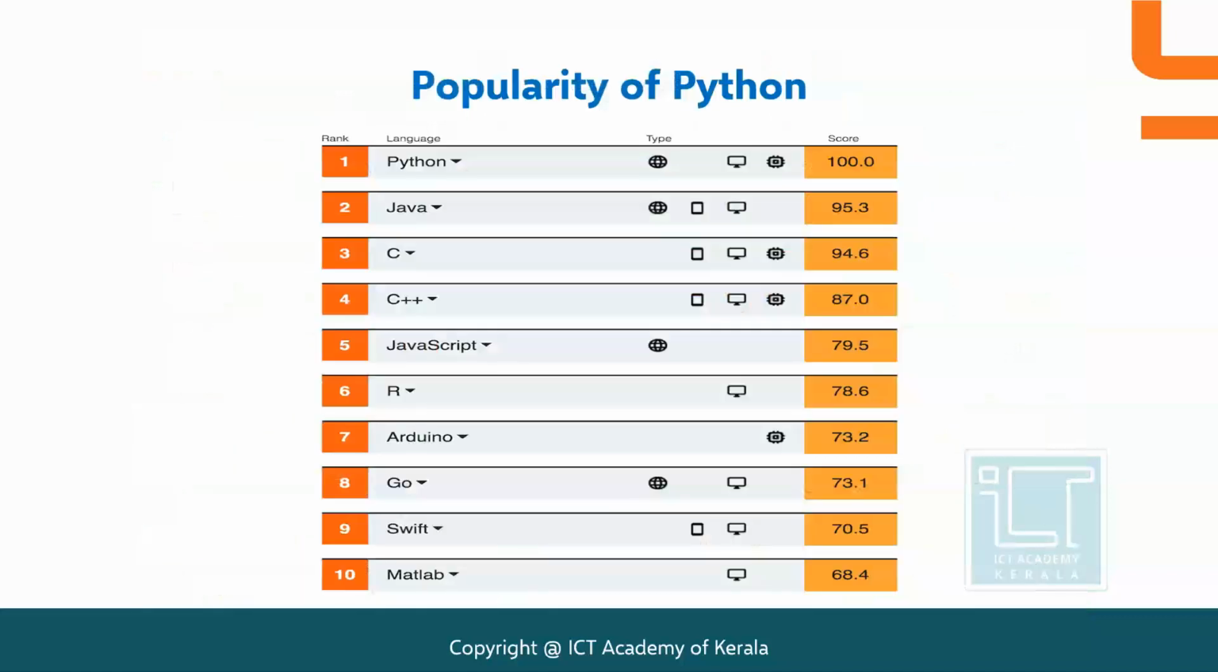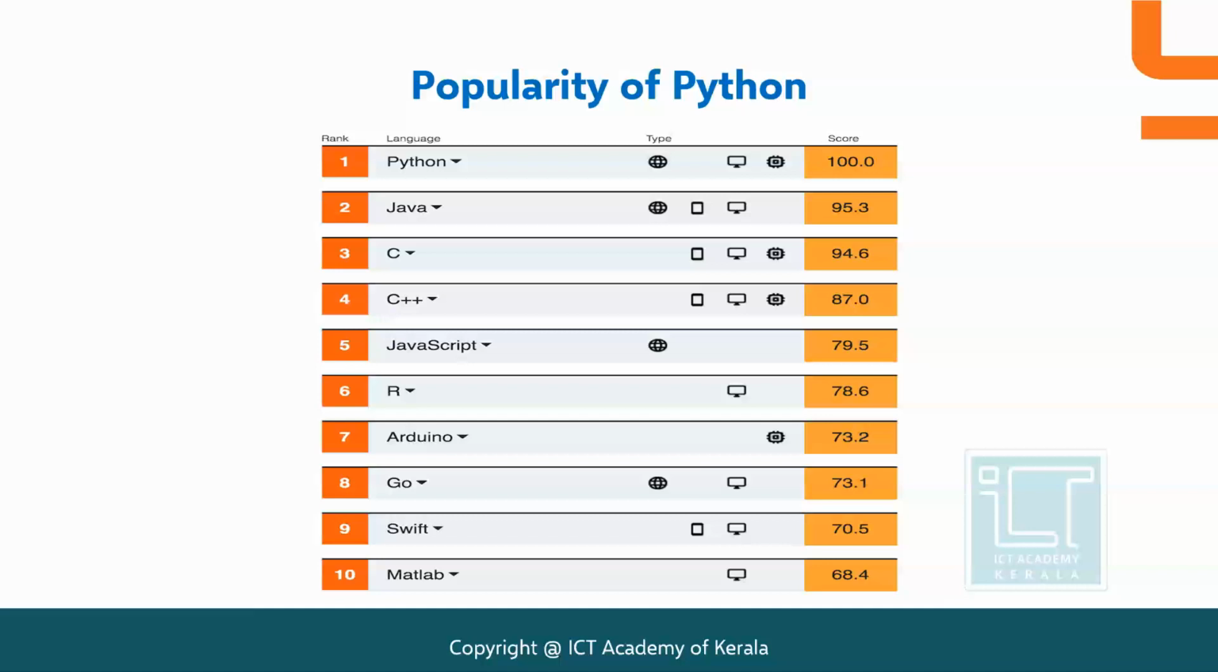Python is one of the languages that is witnessing incredible growth and popularity year by year. This is an image from IEEE Spectrum where you can see the ranking of most popular languages. You can see the ranking of Python. It's the number one language that is used most widely all around the world.